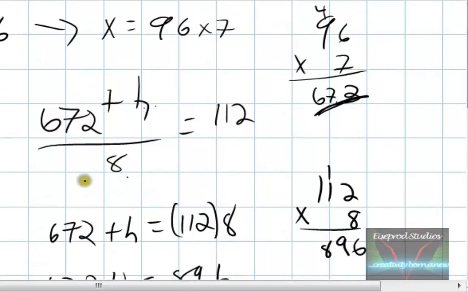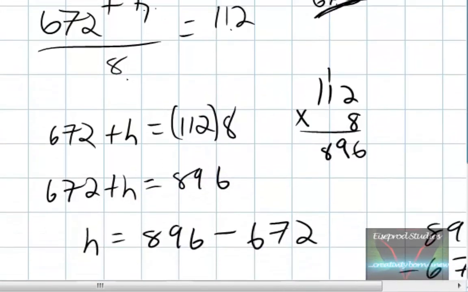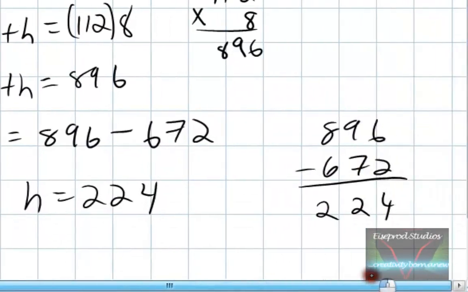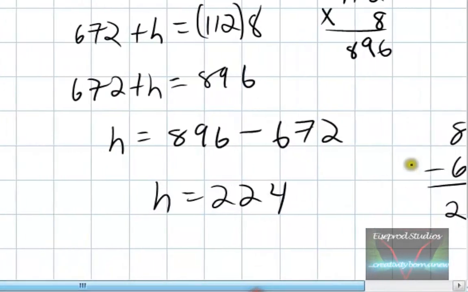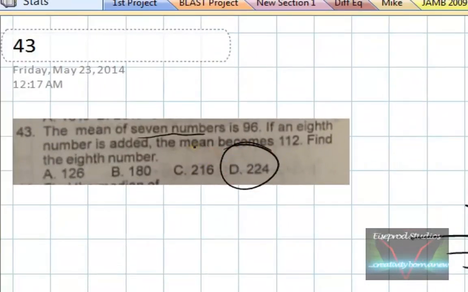So the first thing that I did was I multiplied by 8 on both sides of the equation. That way it canceled out here and came over here. I did the math on the side over here. 112 times 8 is 896. So now I know that 672 plus h is equal to 896. All I have to do now is subtract. h is equal to 896 minus 672. I did the math on the side, and it turns out to be h is equal to 224. And so, that's your answer.